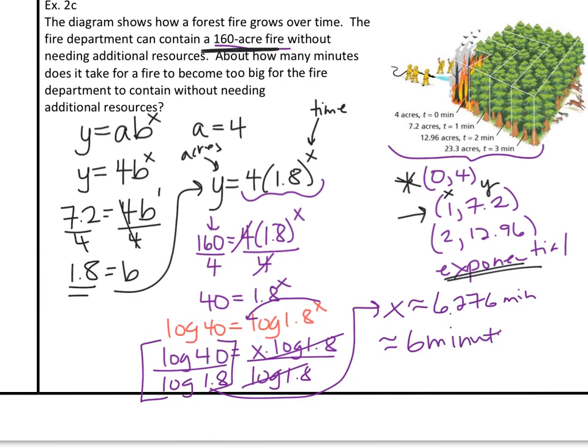After that amount of time, that fire, if it's not contained by the fire department, would burn quickly, and they would need additional resources. That's it for today, you guys.